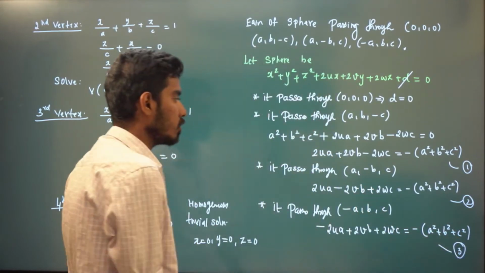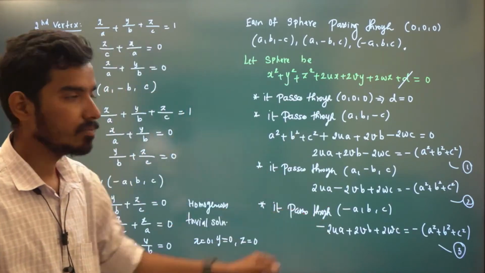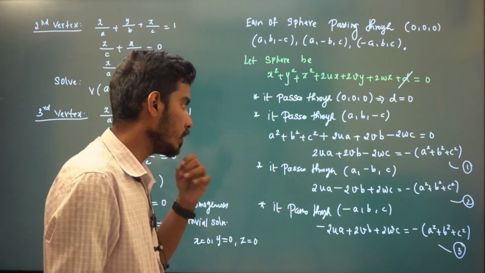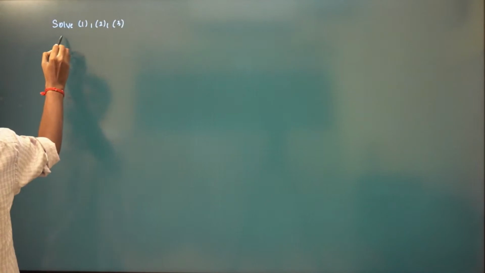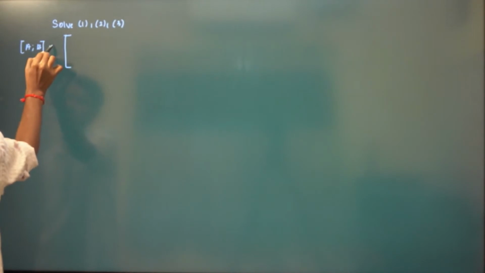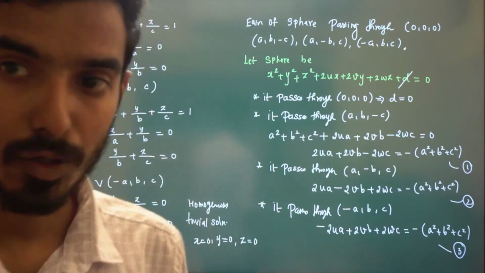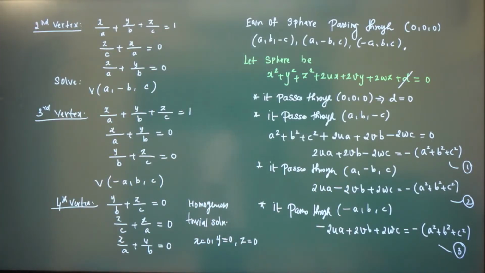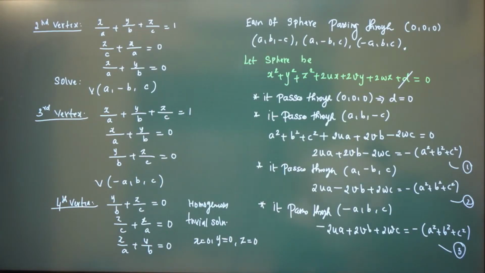Now we need to solve 1, 2, 3. That is, we need to find u, right? So solve for u, v, w in terms of a, b, c. Here the unknown is u, v, w. So solve 1, 2, and 3. So find the augmented matrix [A, B]. So I'm solving for u, v, w. Is it clear up to now, right?